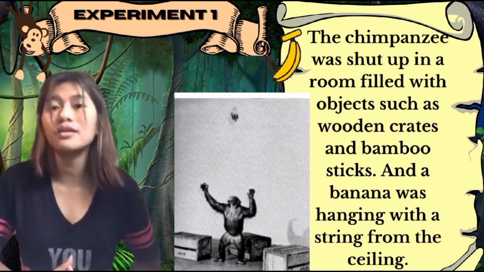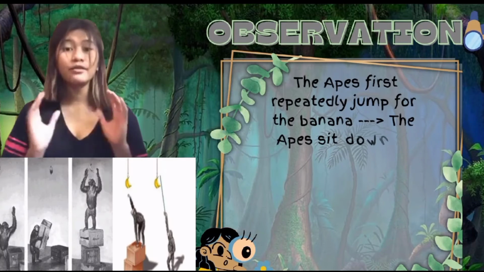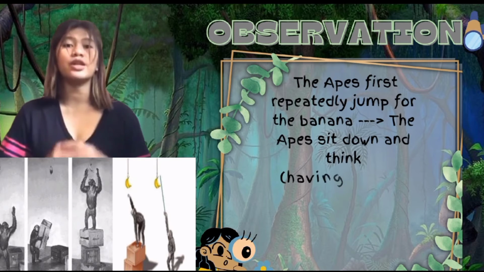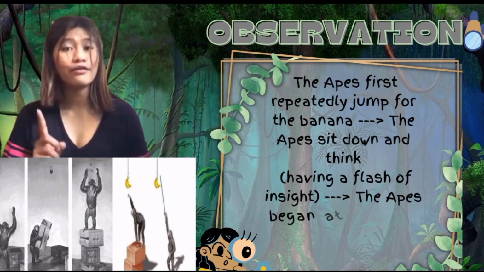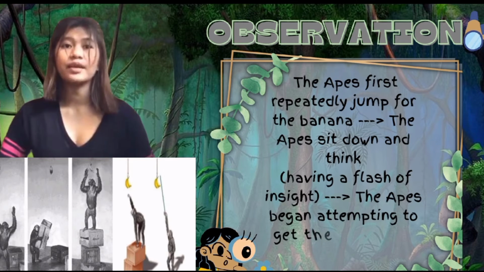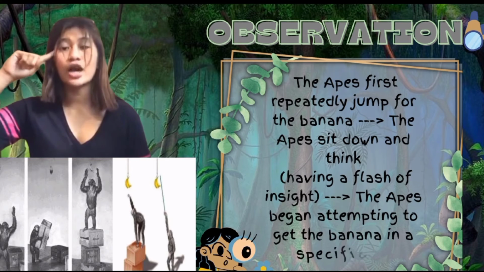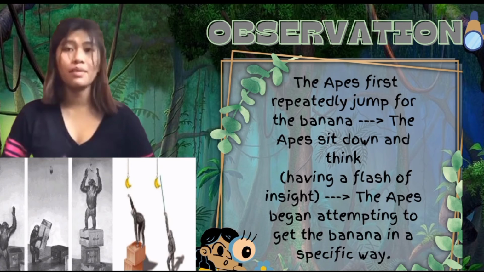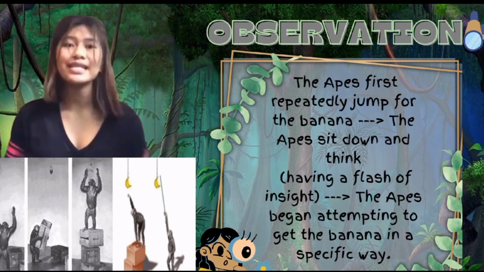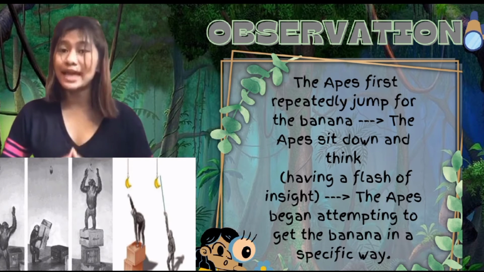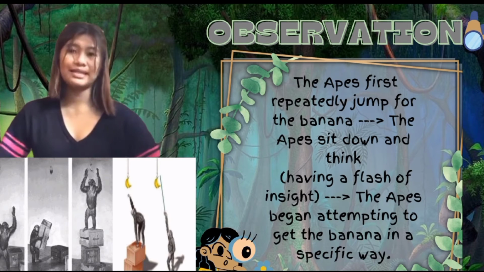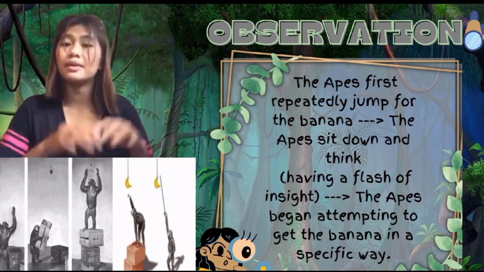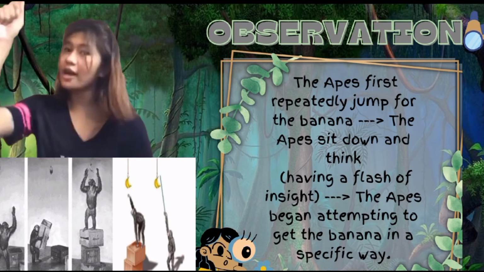So the observation goes like this. At first, the apes would repeatedly jump for the bananas before seemingly giving up. However, instead of giving up, the apes sit down and think for a while. At that moment, the chimpanzees had a flash of insight and then began attempting to get the banana in a specific way, whether it be stacking the boxes and climbing up to get the banana or using the sticks and knocking them down. See?